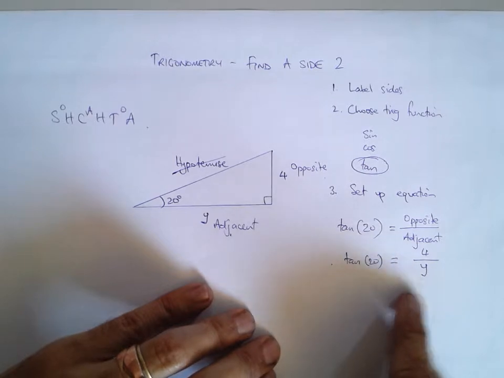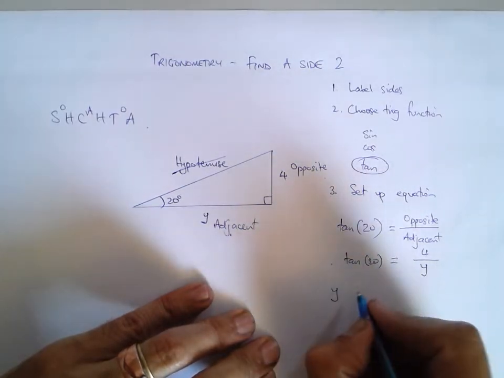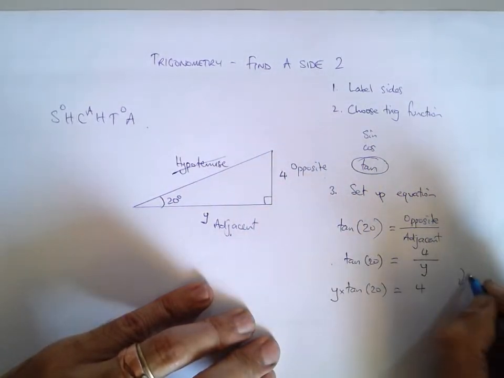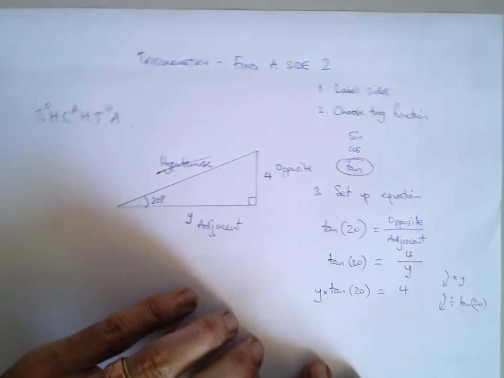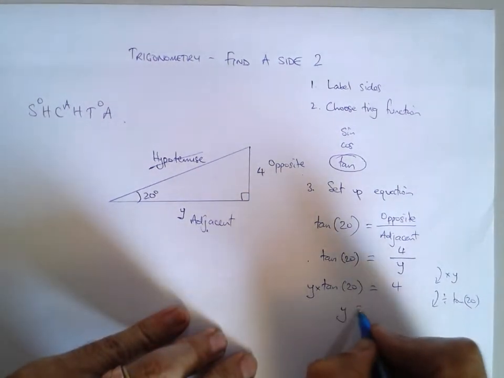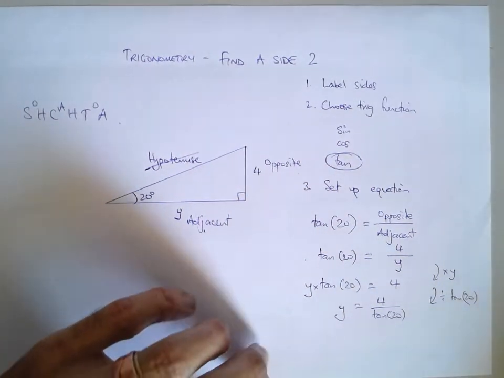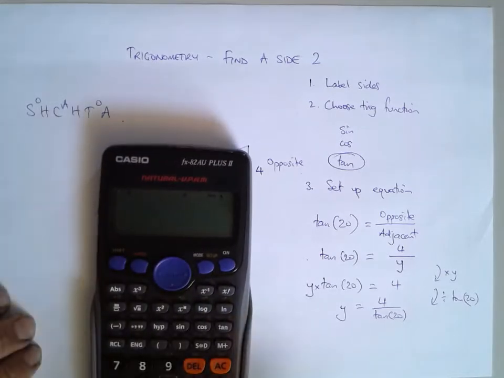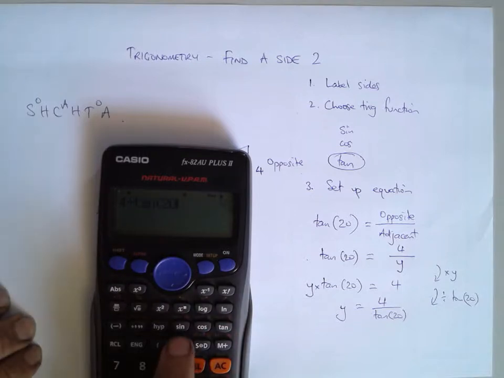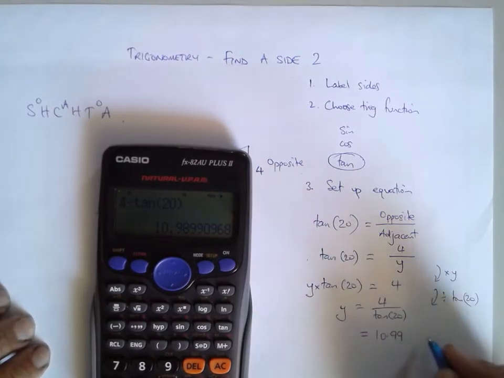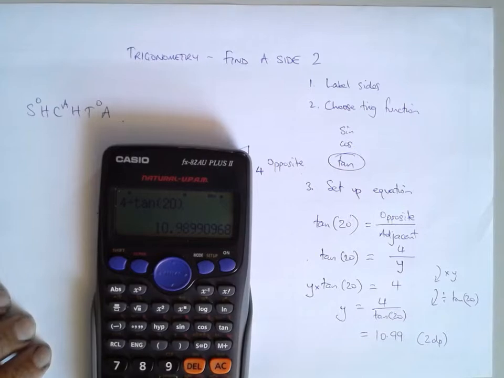If I multiply both sides by y now, I'll have y times the tangent of 20 equals 4. That was multiplying both sides by y, and then I'm going to divide both sides by the tangent of 20, which is just a number, and that'll give me y equals 4 divided by the tangent of 20. Using my calculator again, I can find the tangent of 20. I want 4 divided by the tangent of 20. In this case, y is 10.99 to 2 decimal places, almost 11.